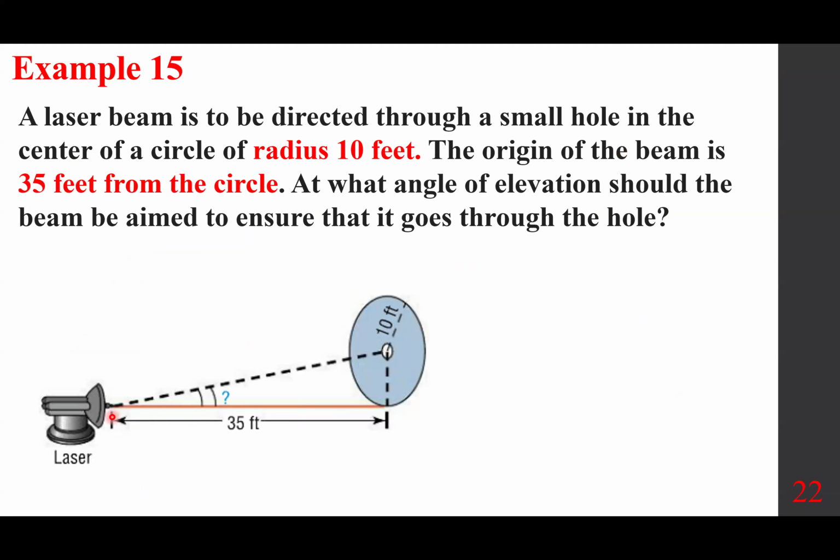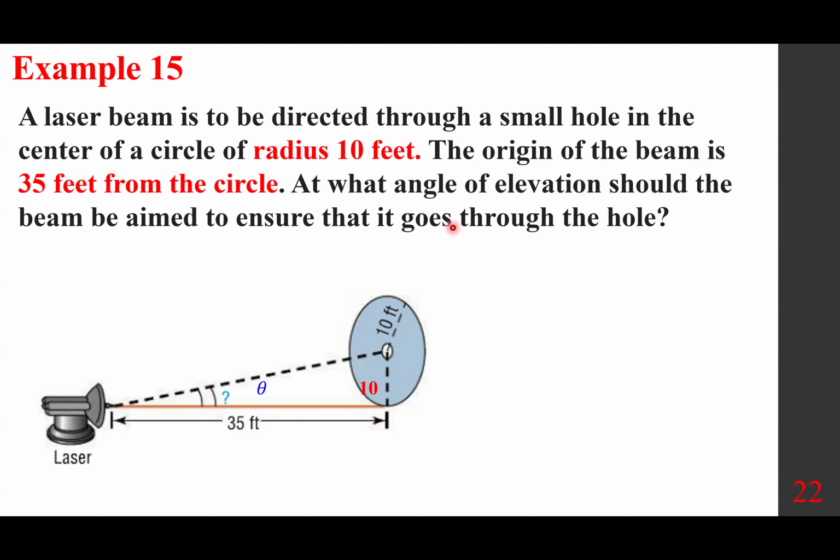A laser beam is to be directed through a small hole in the center of a circle of radius 10 feet. So here's the circle of radius 10 feet. The origin of the beam is 35 feet from the circle, so the distance of 35 feet. At what angle of elevation should the beam be aimed to ensure that it goes through the hole? So we know it's 35 feet away from it, and we know this is a circle of radius 10 feet.